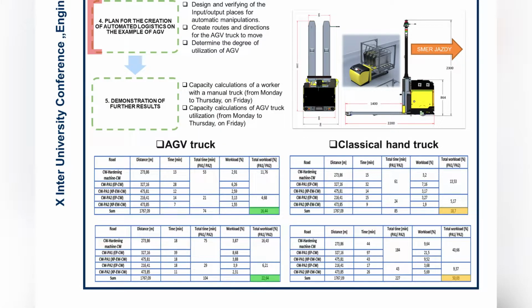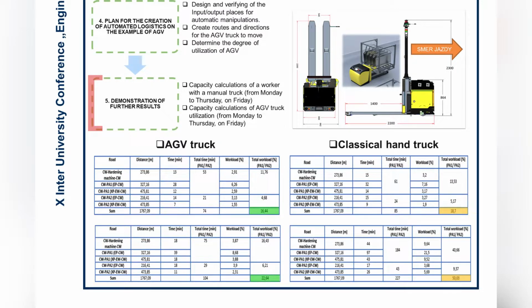The stage of creating a plan for the implementation of automated logistics, using the example of an AGV truck, includes the design and verification of material input-output points in each of the sections of automatic manipulations. Search and creation of the best possible routes and directions of movement for the AGV truck. After that, the calculation of the degree of use of the AGV truck.